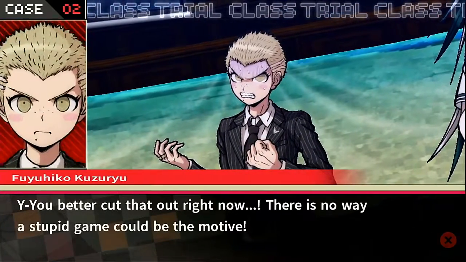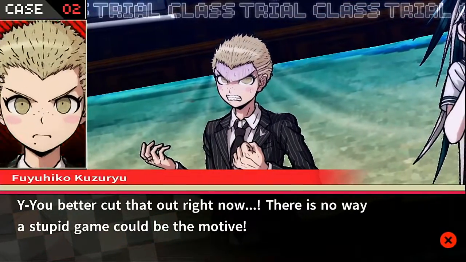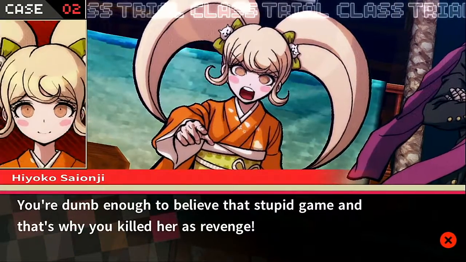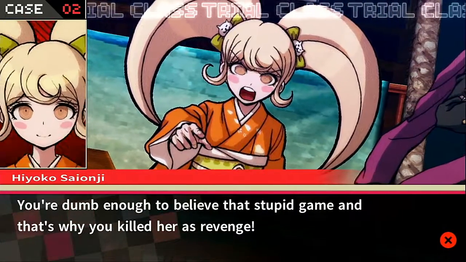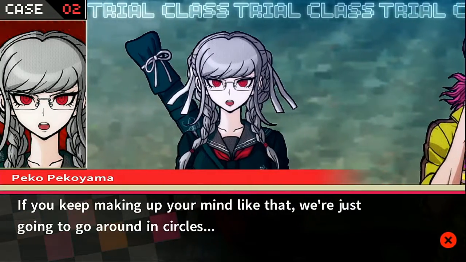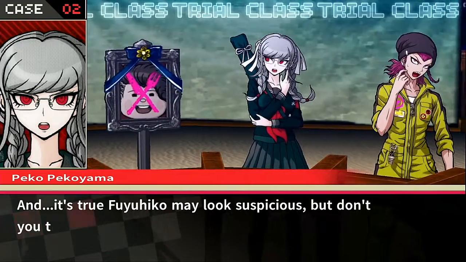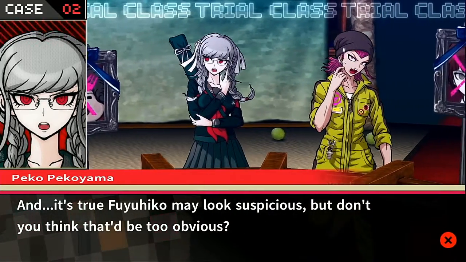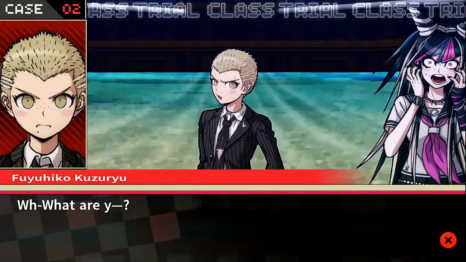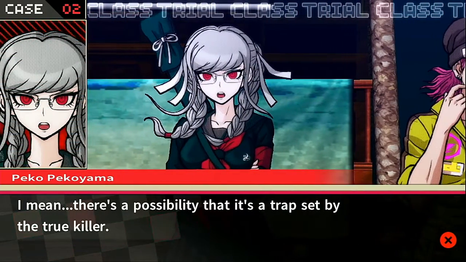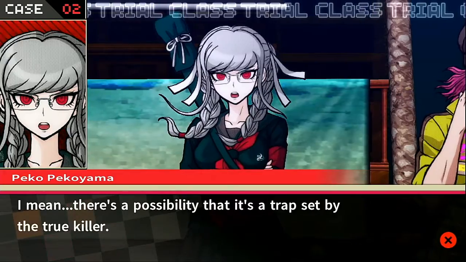You better cut that out right now! There is no way a stupid game could be the motive! You're dumb enough to believe that stupid game, and that's why you killed her as revenge! If you keep making up your mind like that, we're just going to go around in circles. And it's true Fuyuhiko may look suspicious. Don't you think that'd be too obvious? What are you... I mean, there's a possibility that it's a trap set by the true killer.